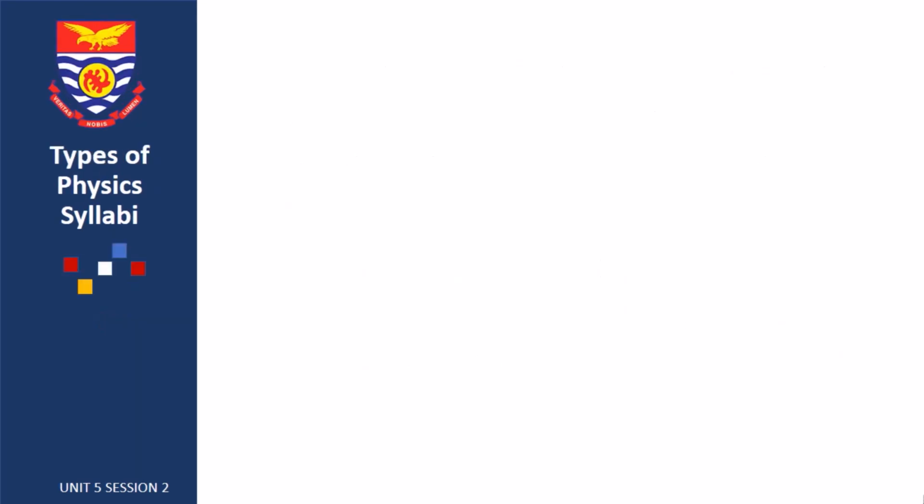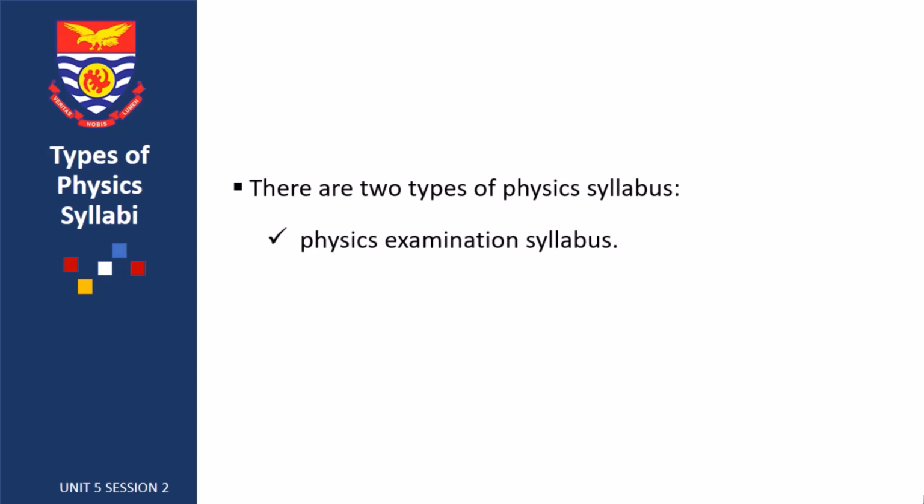Now, what are the types of syllabi that we have? With the physics syllabus, we have two. These two are the physics examination syllabus and the physics teaching syllabus. So we have the examination and the teaching syllabus. Now let's look at the physics examination syllabus.